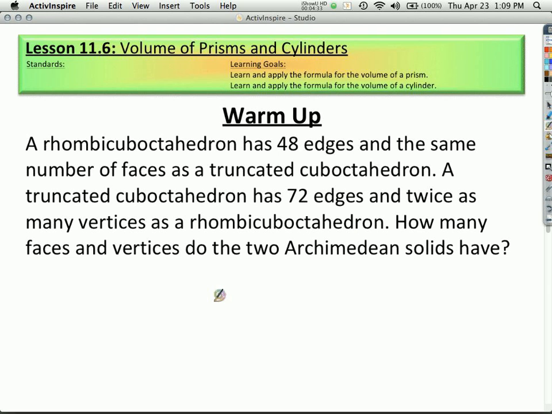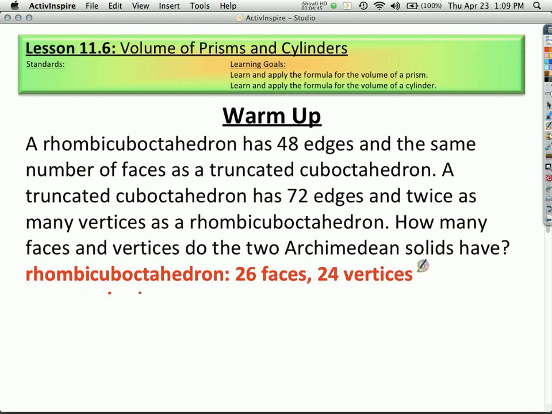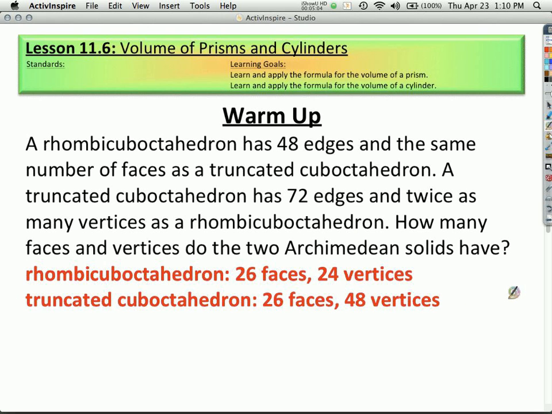Student number 14. 26 faces and 24 vertices. Rhombic cuboctahedron. That is correct. And what about the truncated cuboctahedron? I've got student number 1 and student number 20. I didn't get it. Student number 20. Truncated cuboctahedron. 26 faces and 48 vertices.